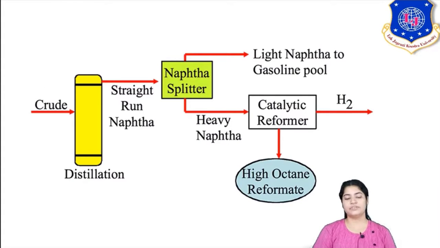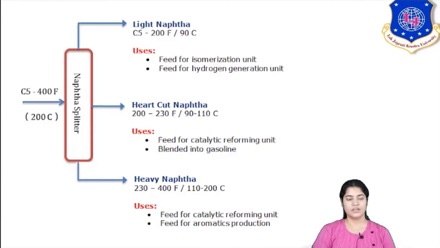You can see directly from this example that your crude, which is subjected to distillation, gives a straight run naphtha. Now, how is your straight run naphtha further divided? From the naphtha splitter, you get light naphtha, which is directly sent to the gasoline pool. Then you have heavy naphtha, which is sent to reformers to improve its quality. Now, focusing on the naphtha splitter.